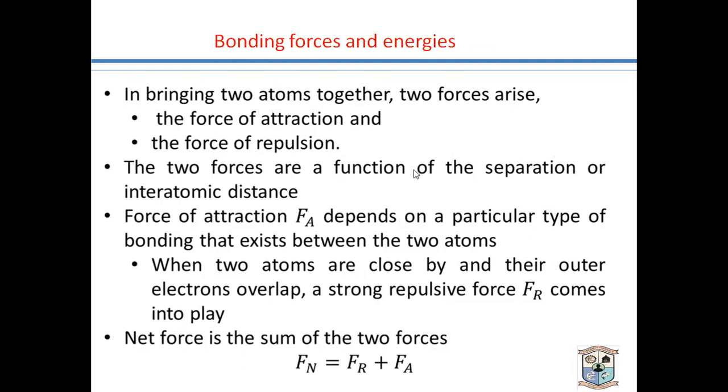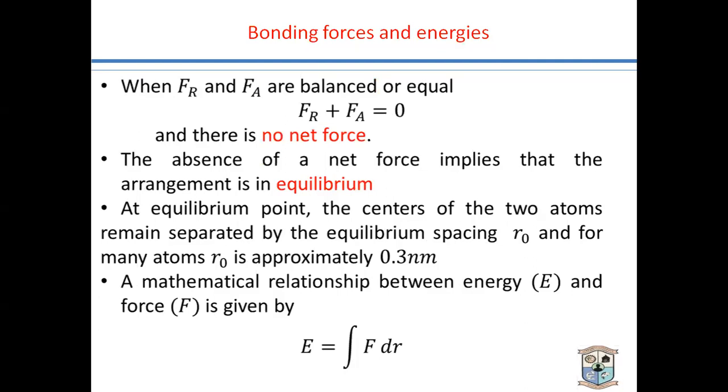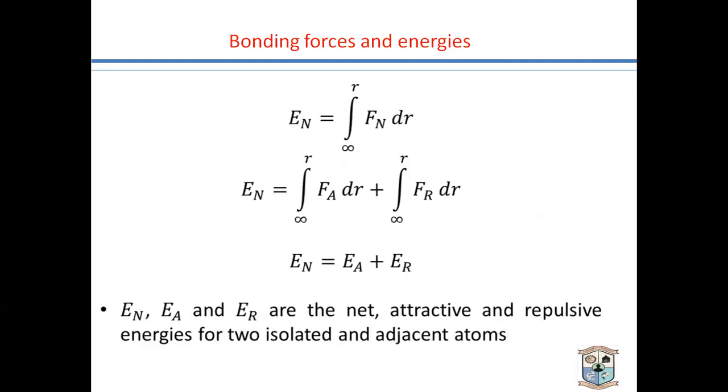For whatever reason, my laptop is taking long to get back to the graph. But anyway, I'll move forward. You can still do that by yourselves. So there is our function there. Then for atomic systems, you have En, Ea, Er, which are the net, attractive, and repulsive energies for two isolated and adjacent atoms. So we'll be solving for that.